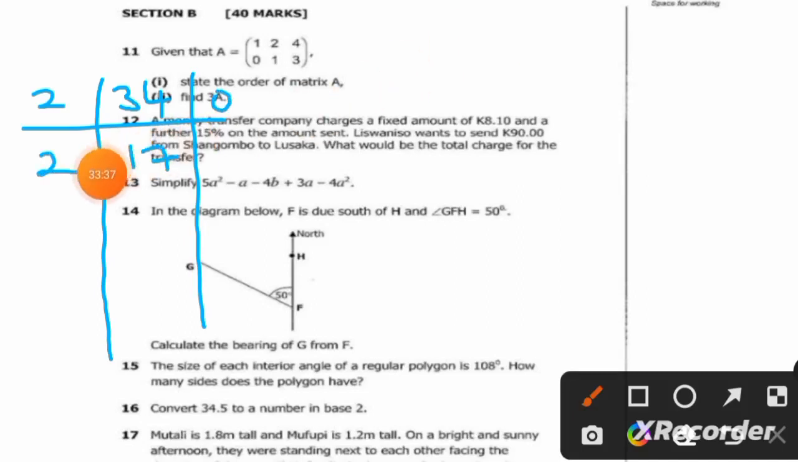17 divided by 2. 17 divided by 2 is equal to 8 remainder 1.